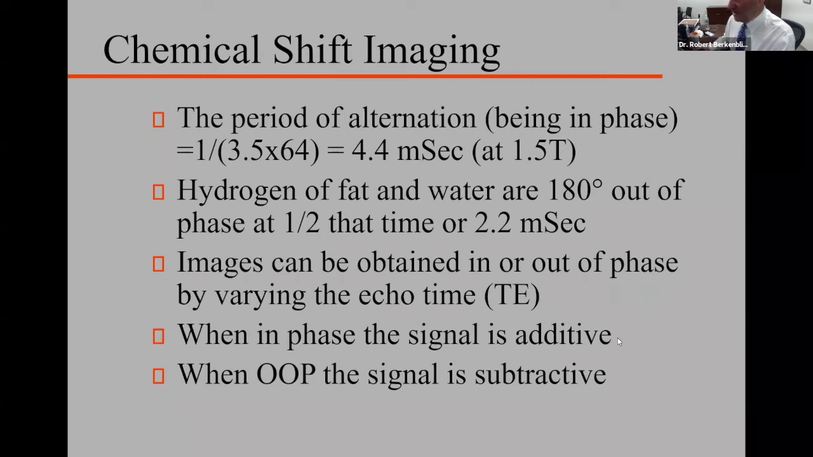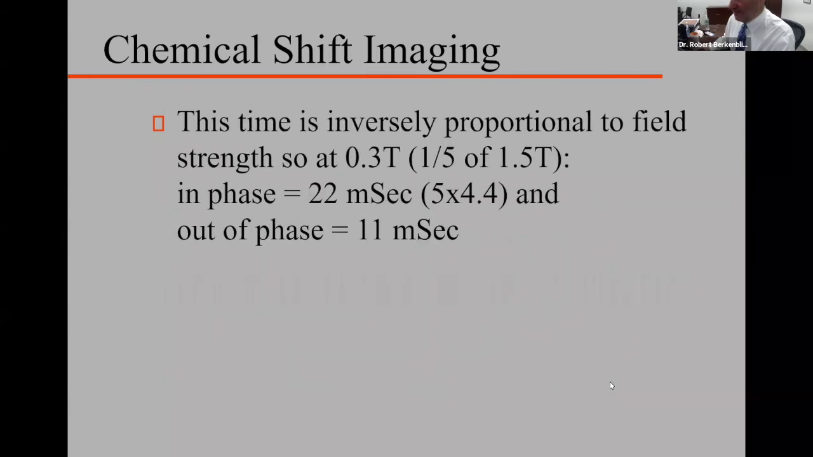When in phase, the signal is additive. When out of phase, the signal is subtractive. This time is inversely proportional to field strength. So if you're using an old low field open MRI at 0.3 Tesla, which is 1/5 the field strength of 1.5 T, those times are 5 times greater. So in phase is 22 milliseconds, out of phase is 11 milliseconds at 0.3 T.